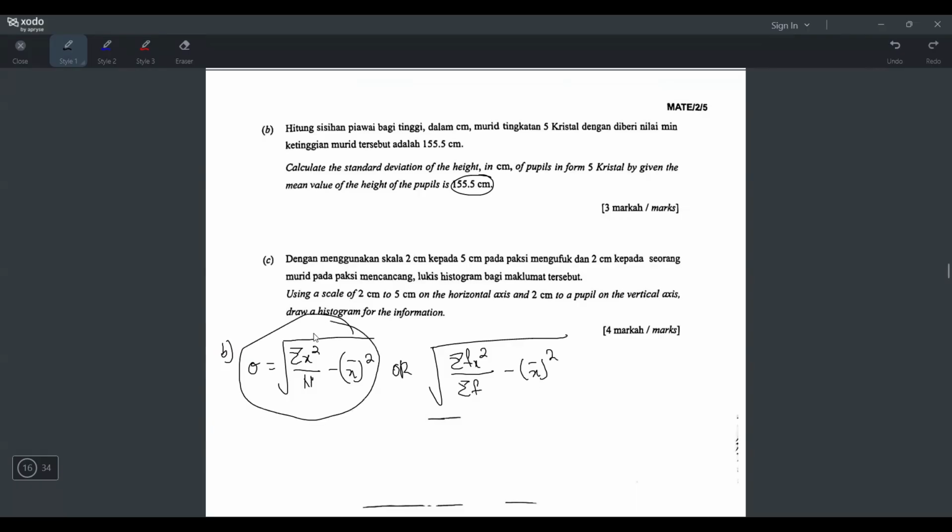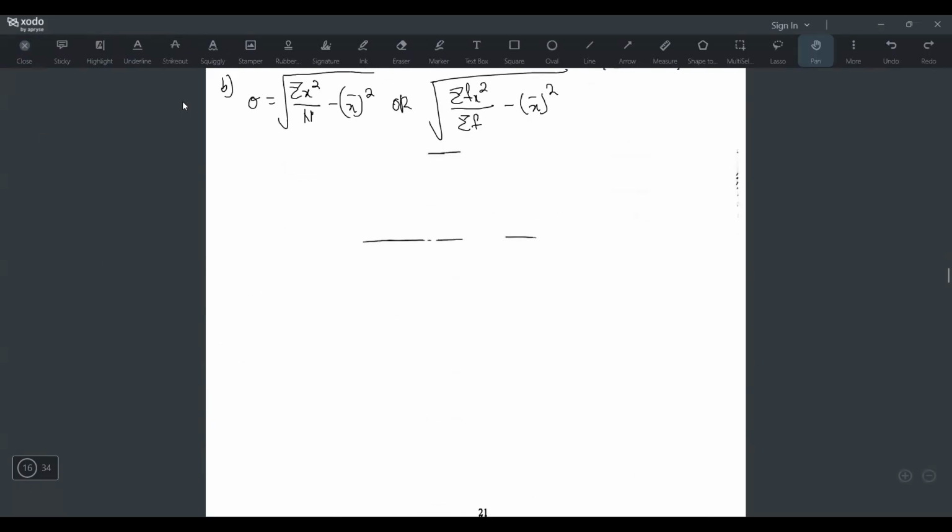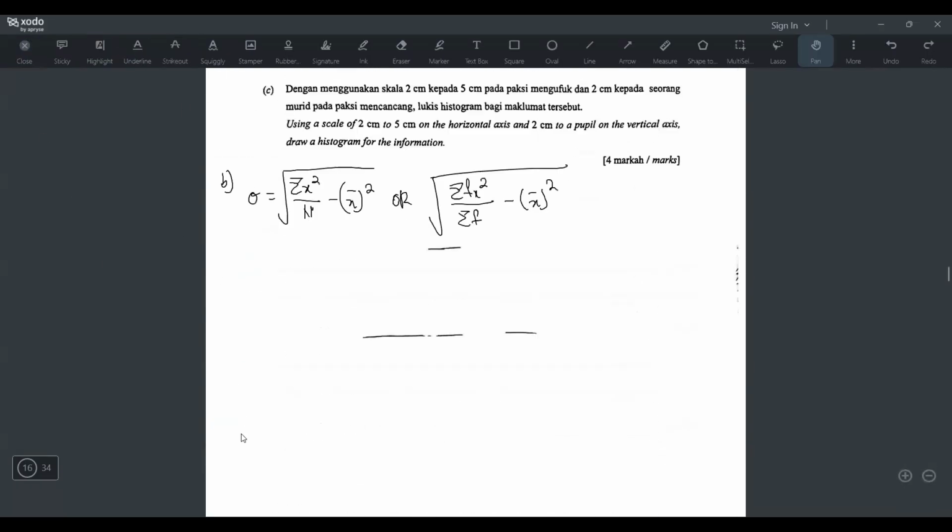The first one we use when it's ungrouped data. Ungrouped data means there's no frequency. This formula we use when they give frequency. Usually when it's grouped data, we must use this, because grouped data they will give frequency, right? So this is grouped data and there is frequency. So we need to use which formula?